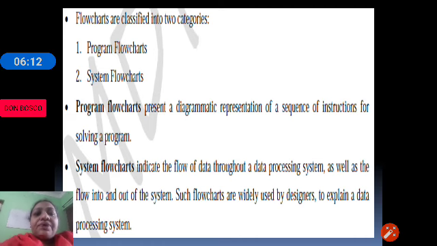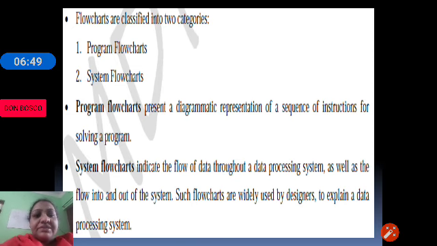So we were talking about flowcharts. Flowcharts are classified into two: program flowcharts and system flowcharts. What are program flowcharts? A program flowchart is nothing but the representation of the instructions in a computer program when you write it. It is the diagrammatic representation of the instructions you have used in a computer program.